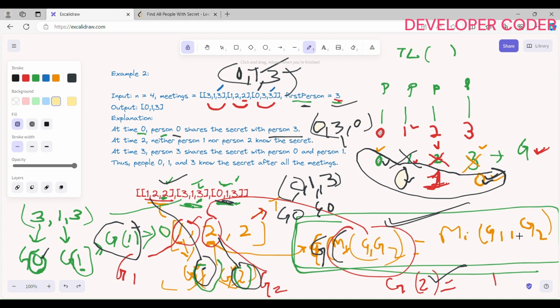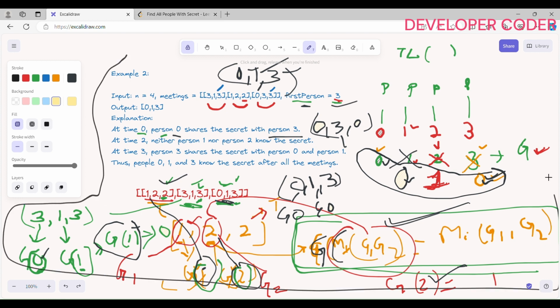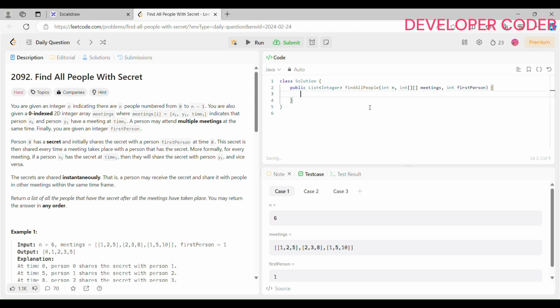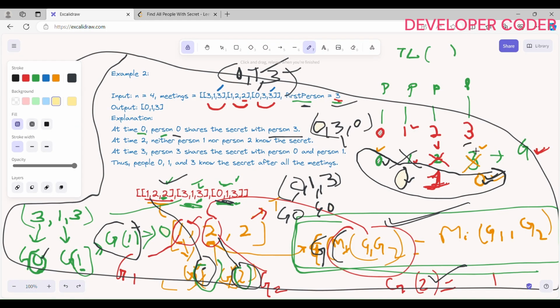Now I'm going to write the same code, whatever I have explained here. Okay, so now without any delay, let's get started with the code. Follow along, I'm going to explain the code step by step. So initially, first I'm going to initialize disjoint sets to keep track of groups. You can say a groups array, whatever you want to say. Groups is equal to new int n, same size, the same number of groups as number of persons.